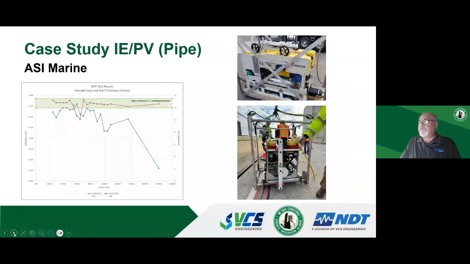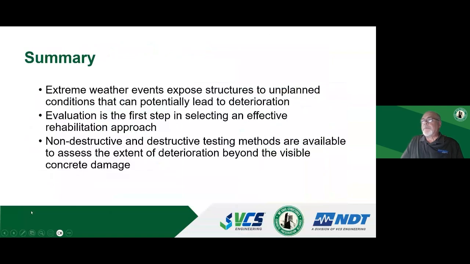a compressive strength. Another one is where we verified the thickness of that outfall pipe and correlated that with the strength. So the y-axis on the left is the compressive strength, the y-axis on the right is the thickness of the pipe over the stationings for that particular one.